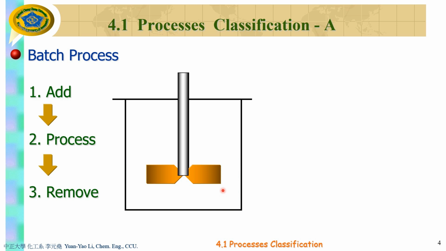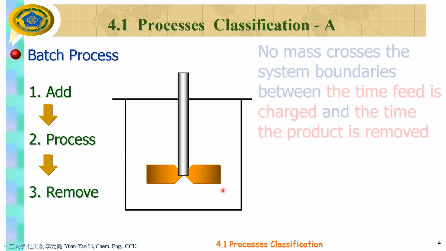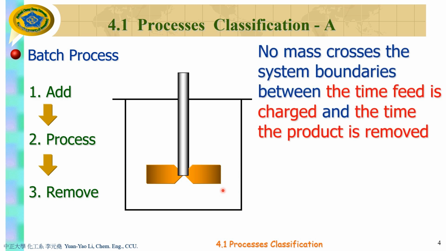But that's for you. If you want to serve 1,000 people, you cannot cook like this, right? You need to make it quick, so you need to find out another way, which is continuous process. So the definition of the batch process, this is important, is no mass crosses the system boundaries. This is what we call system boundary. No mass crosses the system boundaries between the time feed is charged and the time the product is removed.